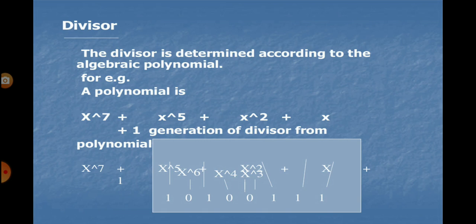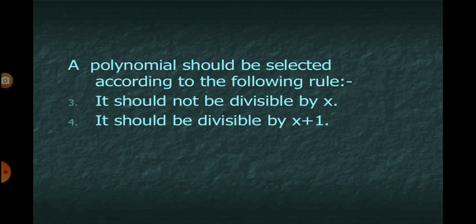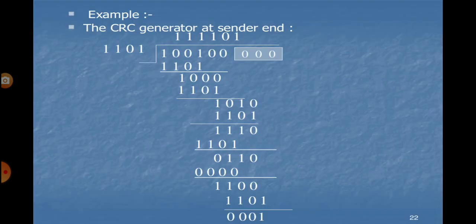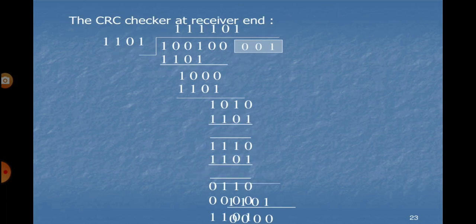This is the mathematical simplification. A polynomial should be selected according to the following rule: it should not be divisible by x, and it should be divisible by x plus 1. Example, the CRC generator at the center. The message will be divided by 1101. The CRC checker at the receiver end.